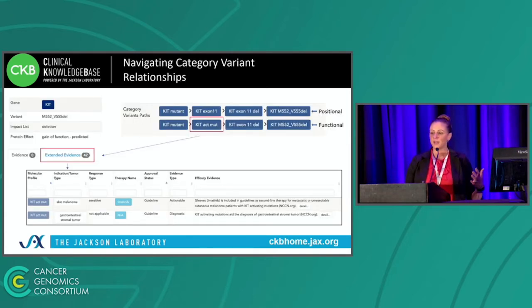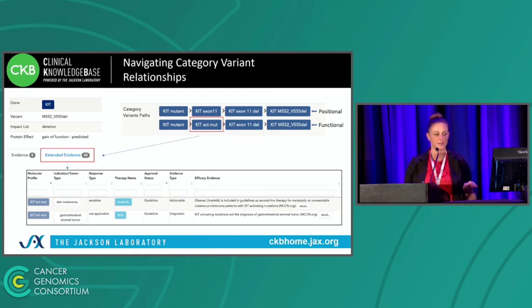So how can category variant relationships help with identifying potential treatment approaches when you're looking at specific variants? Here's an example within CKB of a KIT exon 11 deletion, which is predicted to result in a gain of function. If we look at the evidence in CKB for this specific mutation, we can see here on the left-hand side under the Evidence tab that it's 0. There is no evidence.